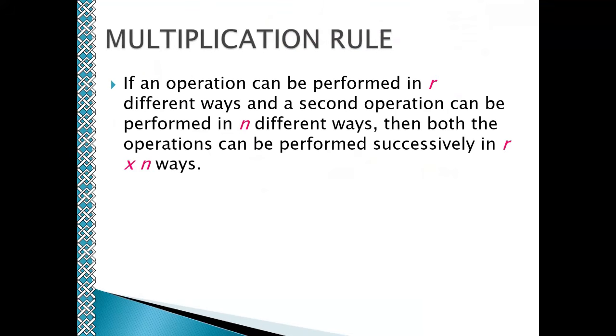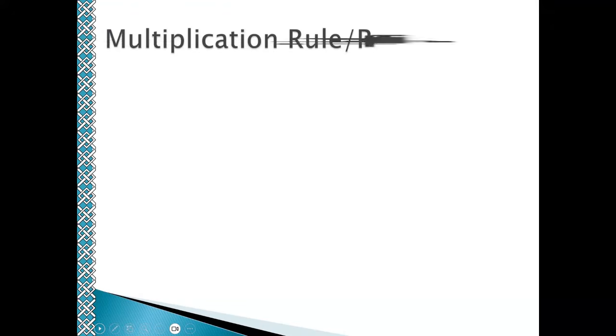3 into 2 will give me 6. So if an operation can be performed in R different ways and a second operation can be performed in N different ways, then both can be performed in R into N ways. So let's take an example to get clarity. So now look at this. Everybody please observe.